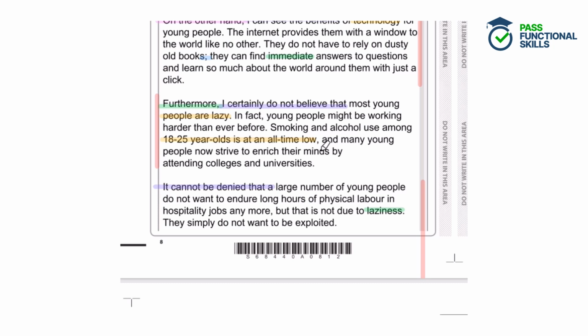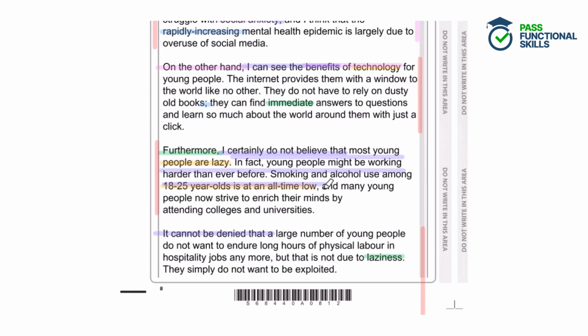We've also got evidence to back up these opinions. So for example, in fact, young people might be working harder than ever before. Smoking and alcohol use is at an all-time low. And many young people strive to enrich their minds by attending colleges and universities. So each paragraph giving opinions and supporting them with facts.